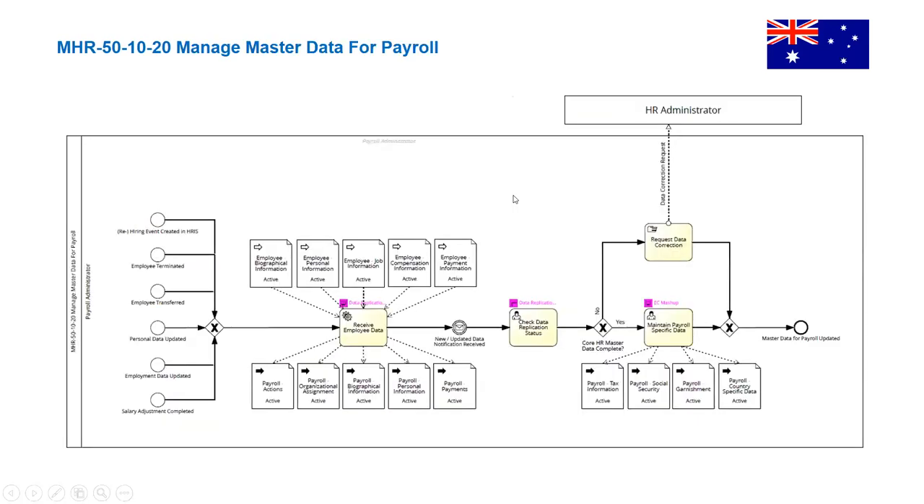Similarly for master data, in the master data update you can see all the employee events on the left hand side: hiring, termination, transfer. In that case, what are the things you have to update? One thing I have to call out here: in some of the slides, you can see a violet or purple color. Can you see that?